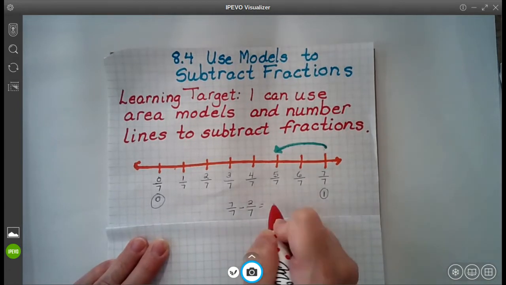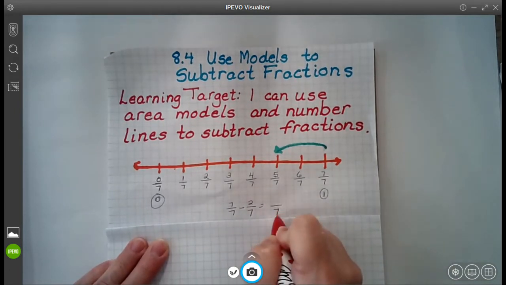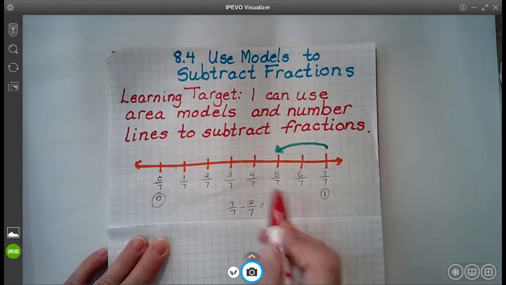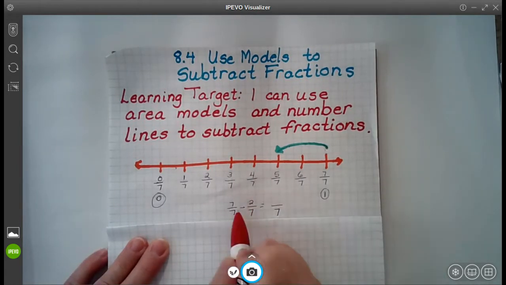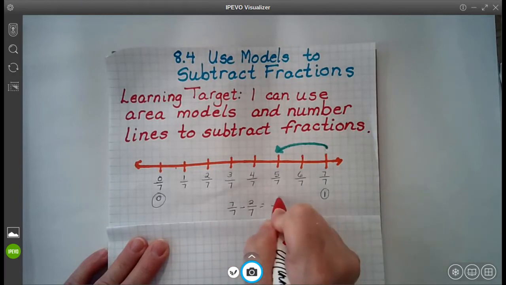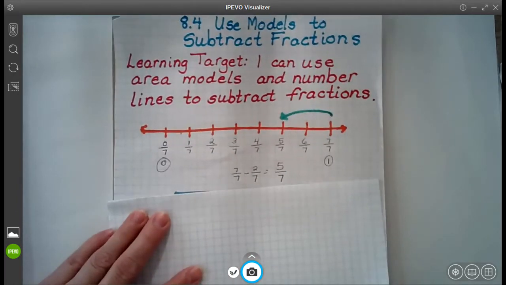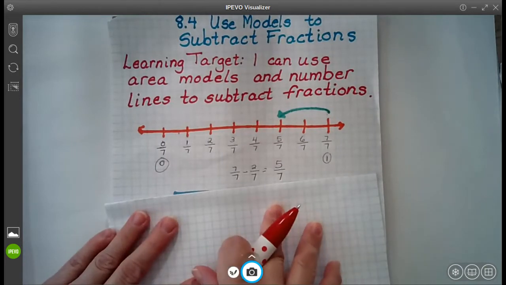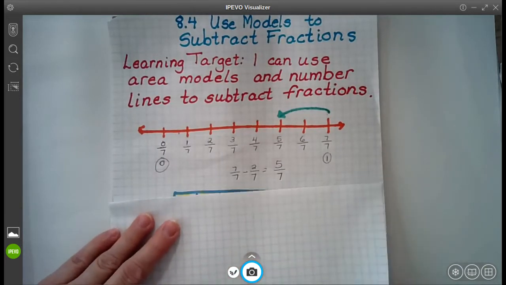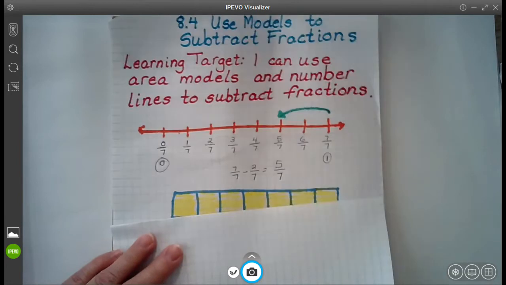You keep the denominator the same. Don't forget that. That's really important. And then you subtract the numerators. 7 minus 2 equals 5. All right. Now, we've worked with the number lines to model the subtraction with fractions. We're going to move on to using an area model.